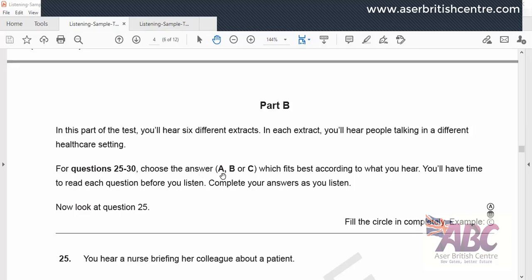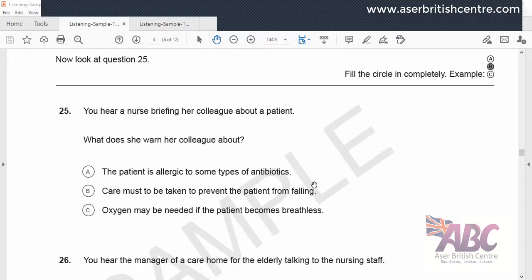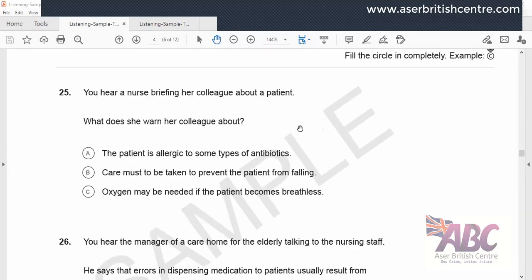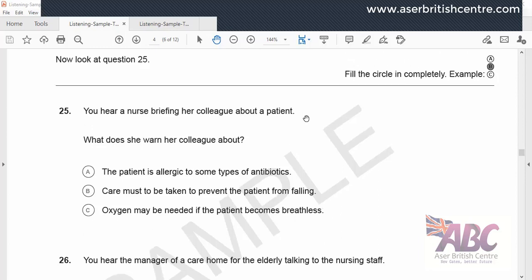So here you need to choose the answer A, B, or C, and circle your answer like this one. Mark it like this one here. Circle it completely. Pay attention to circle completely, not a part of it. Read each question. You have time to read each question before you listen. Complete your answers as you listen. As you can see, also here, we will have the first one. Now look at question 25. He's giving here your question 25.